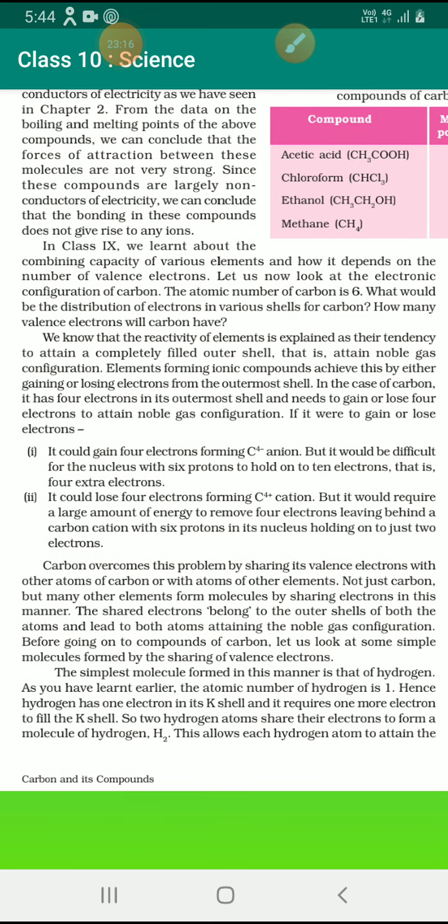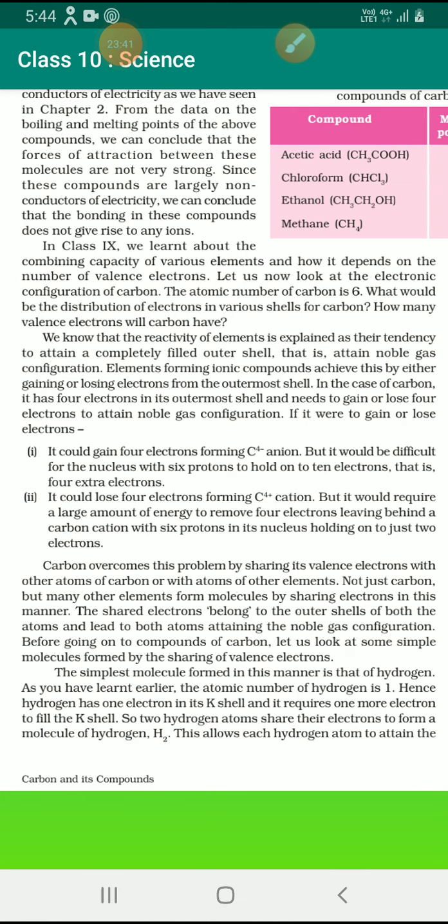Elements forming ionic compounds achieve this by either gaining or losing electrons in the outermost shell. For example, if there are 7 electrons in the outermost shell, then they accept one electron in order to become an octet arrangement. Okay, so next, carbon would have to gain or lose electrons in order to become an octet.